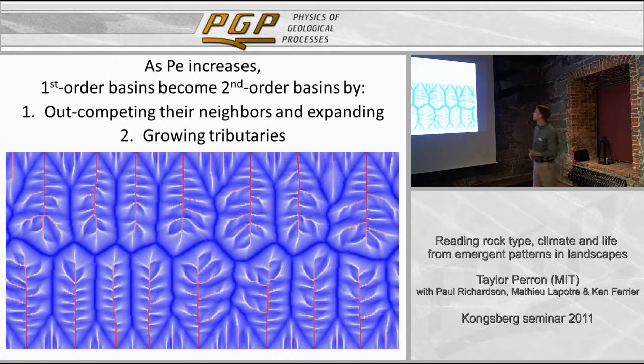So there are these two processes that occur. One, they have to outcompete their neighbors for drainage area, right? So there's kind of a Darwinian flavor in all of this. And then they have to grow tributaries. And I'm going to show you two instabilities now that help us predict when those two things happen, to give us an explanation for when you transition from first order to second order drainage basins.